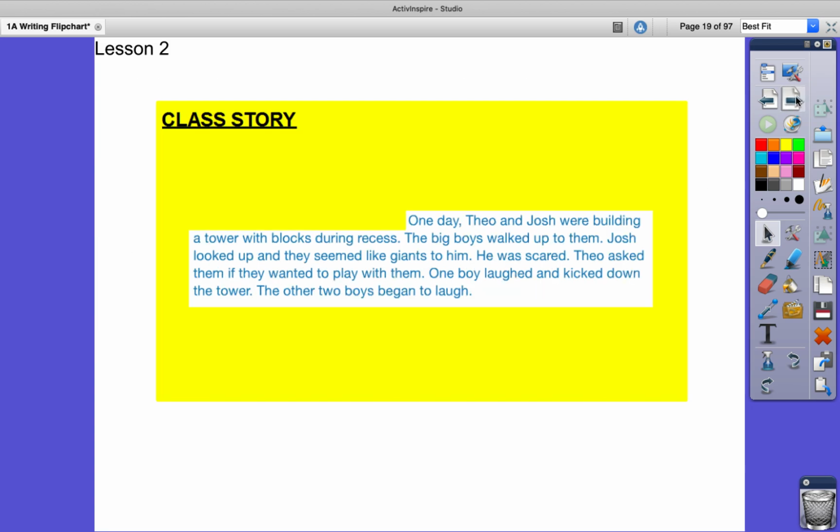So if we were to come up with a class story, this is one example. One day, Theo and Josh were building a tower with blocks during recess. The big boys walked up to them. Josh looked up and they seemed like giants to him. He was scared. Theo asked them if they wanted to play with them. One boy laughed and kicked down the tower. The other two boys began to laugh.